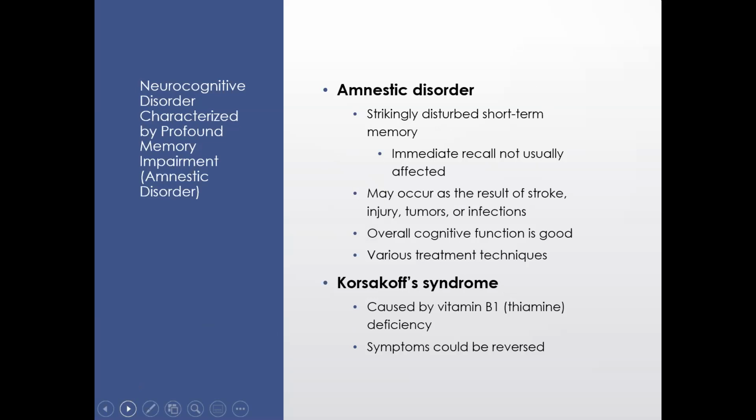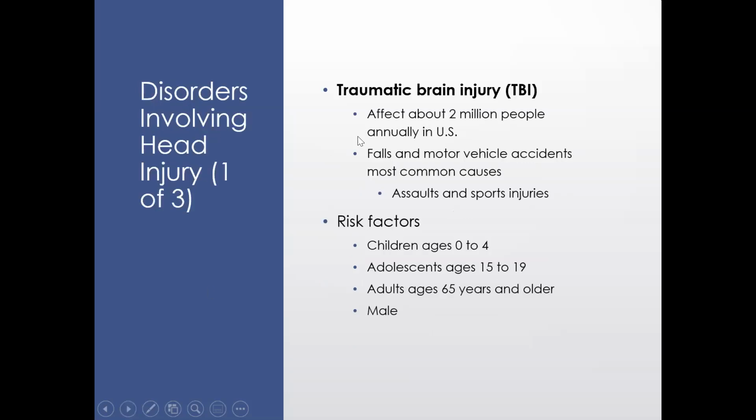There are a couple of other neurocognitive disorders that can cause profound memory impact. But the one I want to talk about is TBI, which is also known as traumatic brain injury. It does affect about 2 million people annually in the United States. Falls and motor vehicle accidents are the most common causes. But we also see it when we're talking about assaults, sport injuries, especially those impact sports such as football.